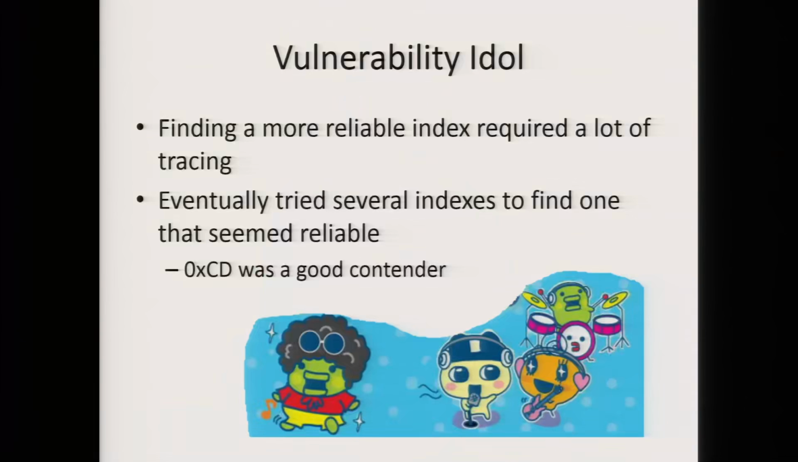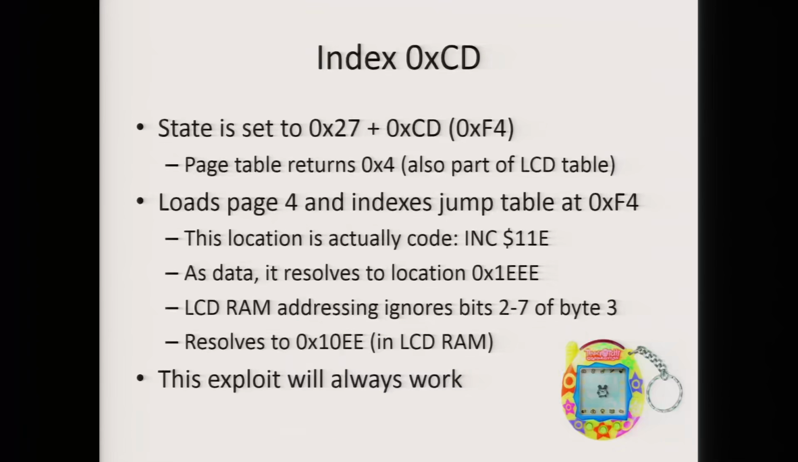So I did what I called vulnerability idol. I tried out all the other indexes, and I eliminated ones, voted against them if they started failing. And I found out which vulnerability was going to star in the Tamagotchi dev kit, and that was CD. I looked into it, and I figured out how it worked. Basically, I'm adding 27 to CD and going to F4, and it's returning another piece of the LCD table, which is 4, but this is a valid page.